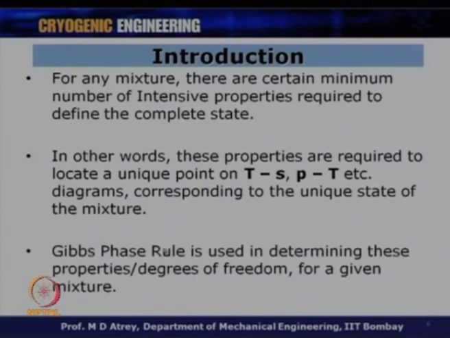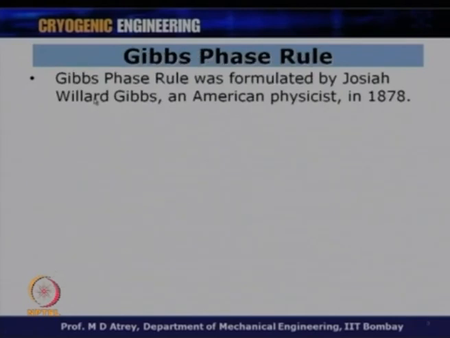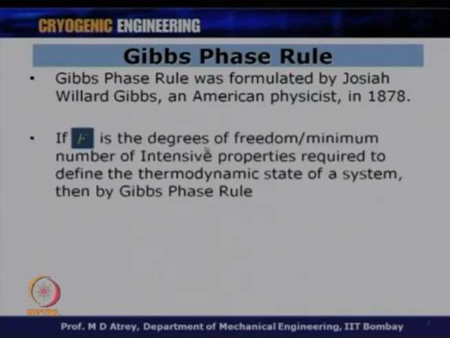The Gibbs phase rule is used to determine these properties, or we can call them degrees of freedom also, because the degrees of freedom will define a particular system. All right. Similarly, the number of properties or degrees of freedom will define a particular mixture or a component for a given mixture. So, how many components are there, how many phases are there, will decide how many properties, how many degrees of freedom should be known to us to define this particular mixture. The Gibbs phase rule was formulated by Josiah Willard Gibbs, an American physicist, in 1878. So, this is a very old rule, but it is a very important rule.